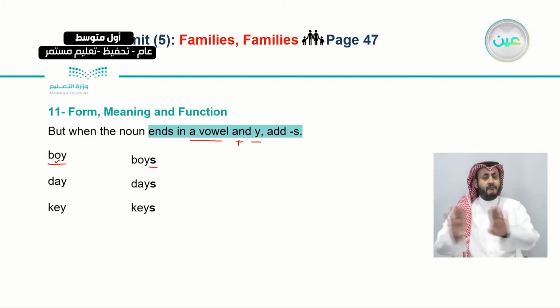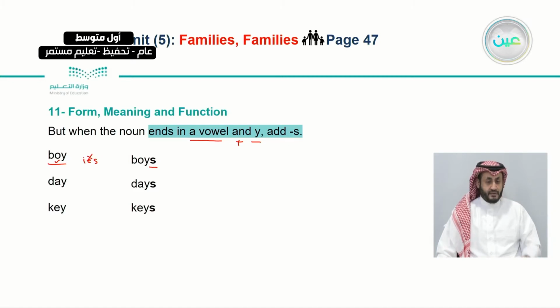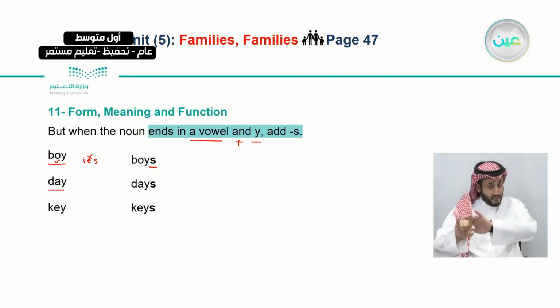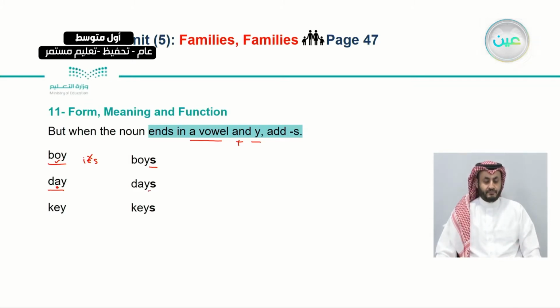We don't change the Y into IES. No need for that, because the vowel was followed by the Y. Look at the next word, day. Same thing. As you can see, we have the vowel A right here, followed by Y. So in this case, what should we do? Do we change the Y? No, it's not a consonant. We just add S. As simple as that. No need to change the Y into IES because in this case we have the vowel followed by Y.